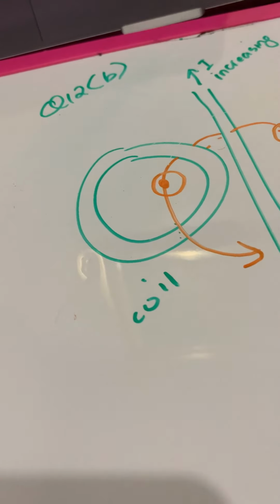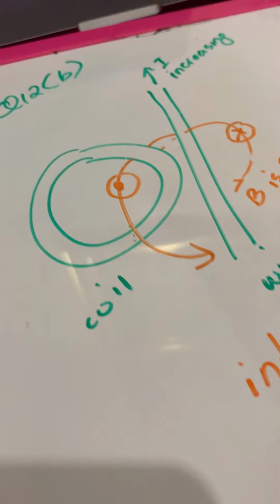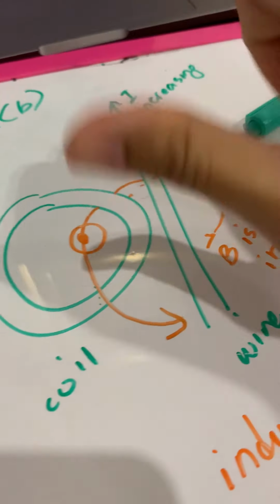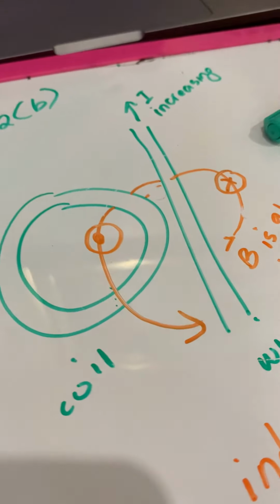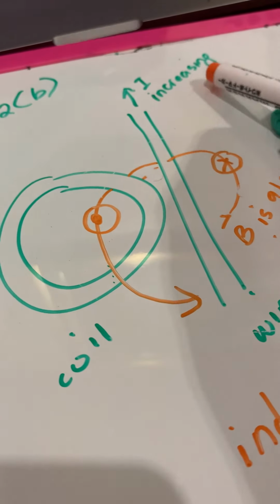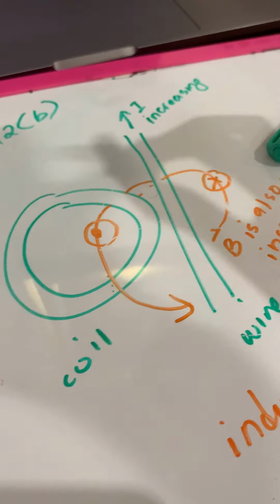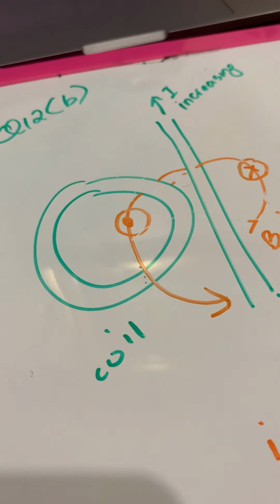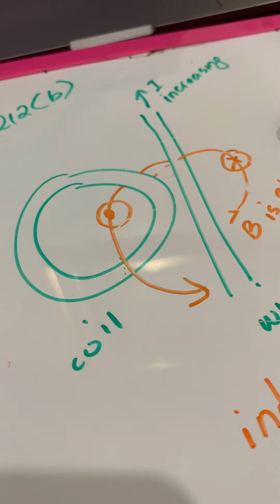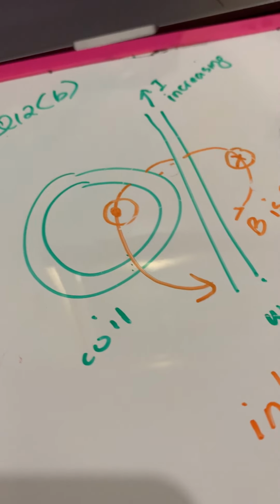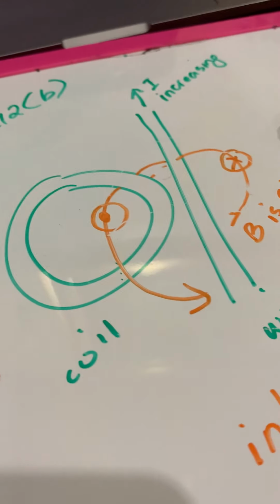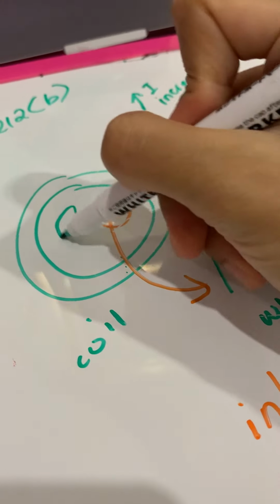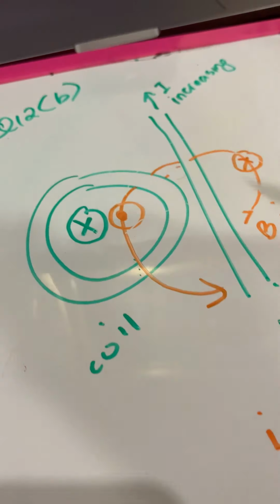So remember, induced current must always oppose change. So if my B is going upwards like this and it is increasing because my I is increasing, my B going out of the coil is also increasing. What will the induced current want to do? It wants to oppose this increase. So it will want to go into the coil.